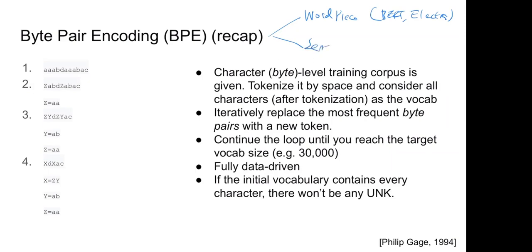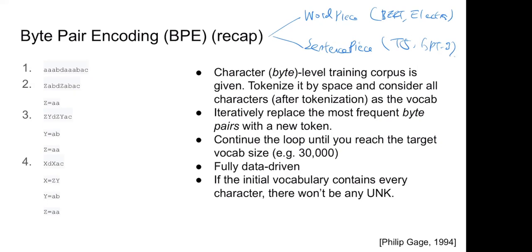And SentencePiece, which was used in T5, and a similar technique was also used in GPT-3. But essentially, the only difference between these two is that WordPiece assumes that at least space has some special role of separating between tokens. In SentencePiece, they assume that space is also not a special character, but just a regular character that you want to pair with. Okay. All right, so hopefully that's clear.